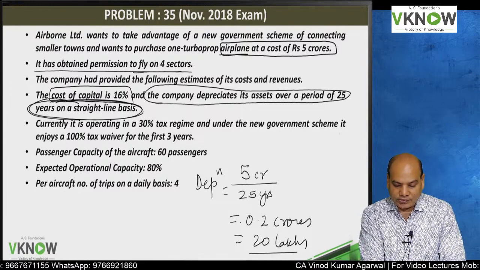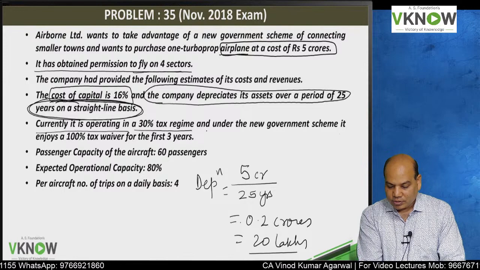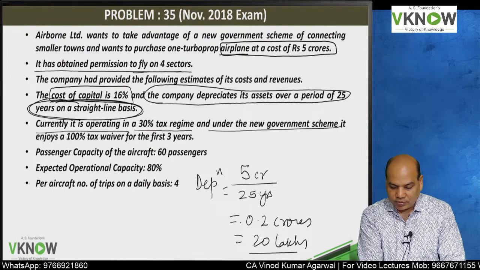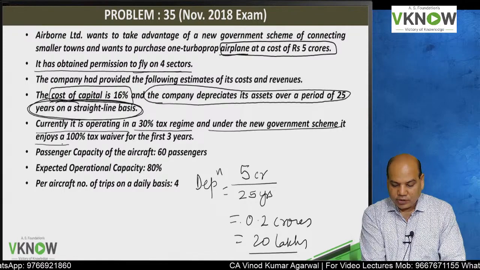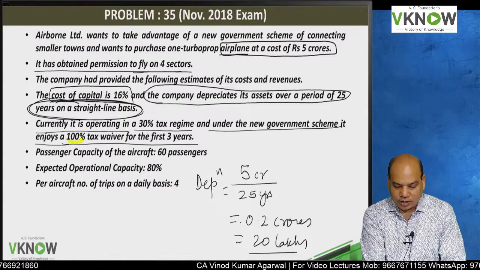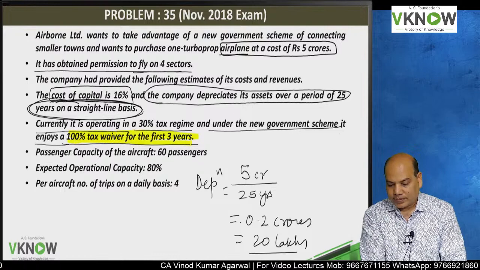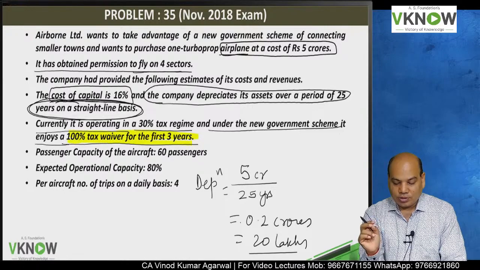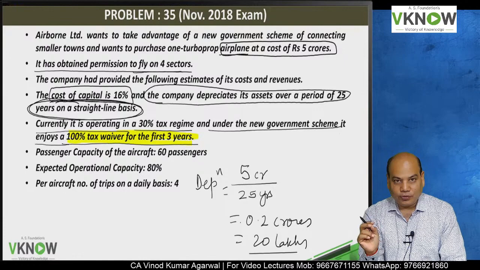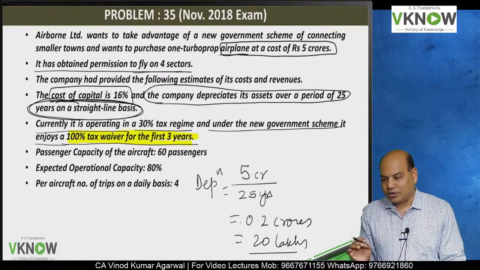Now it is saying currently it is operating in a 30% tax regime. Under the new government scheme, it enjoys 100% tax waiver for first 3 years. Underline. While calculating taxation, do not calculate tax for first 3 years.